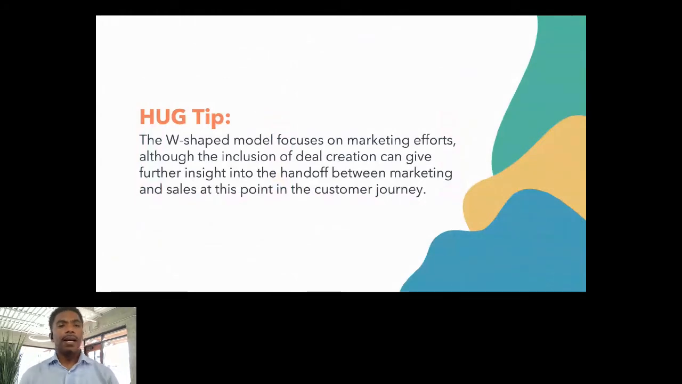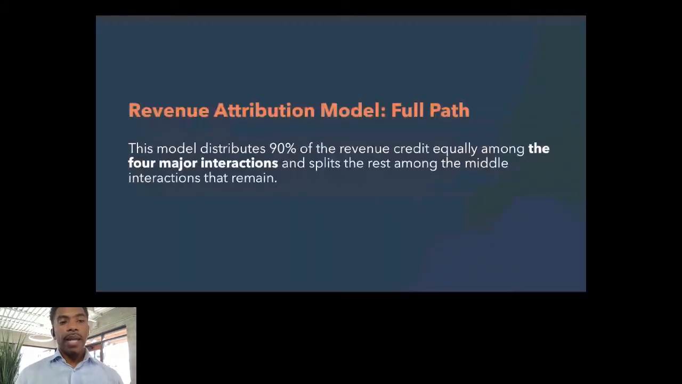With this one, the W-shaped model focuses on marketing efforts. Although we do include deal creation, the marketing efforts are getting a little bit heavier weight simply because deal is only getting one of those 30%, and the marketing efforts are getting the other 60. And then spread across, you got the remaining 10. So deals get a little bit, and everything else really is getting attributed to marketing. So if you are trying to really show the marketing effort, the W-shaped model may actually be for you.